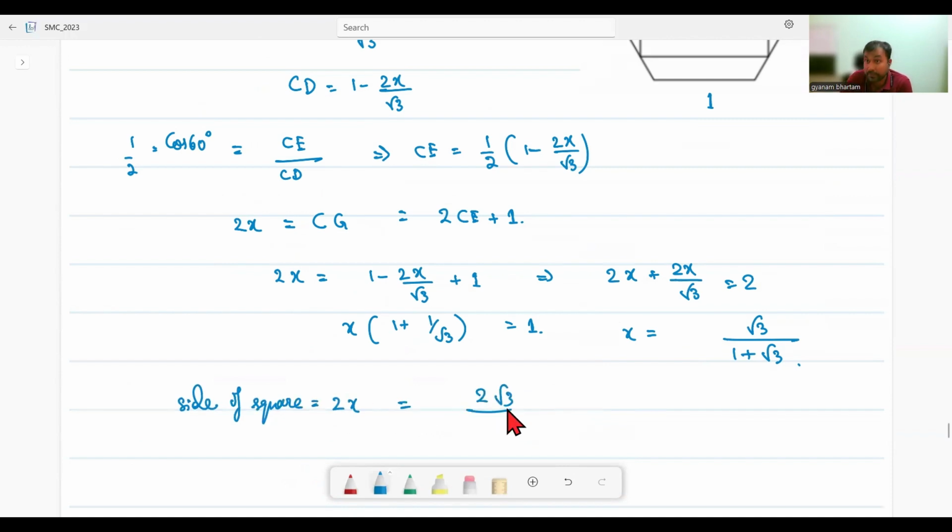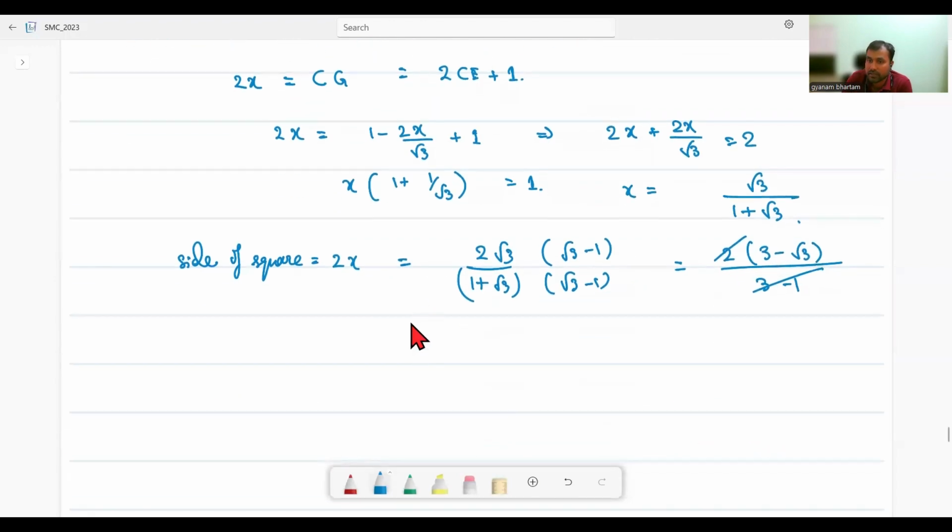We have to rationalize. I think, yeah, we need to rationalize. Multiply by 1 minus root 3 over 1 minus root 3, which gives root 3 minus 1. So this gives you 2 times (3 minus root 3) divided by (3 minus 1), which will cancel out by 2. And this is the answer: 3 minus square root of 3. Okay, go through this.